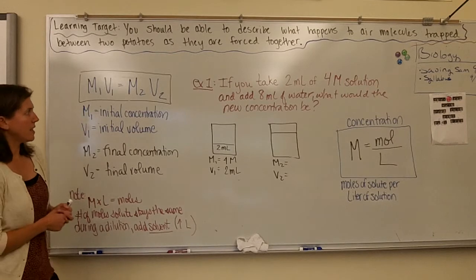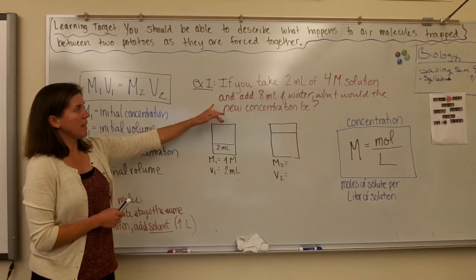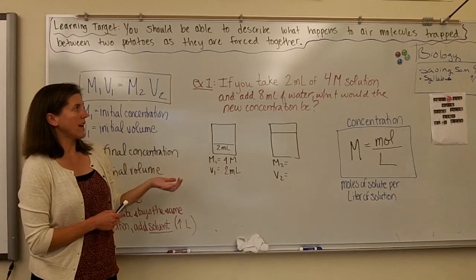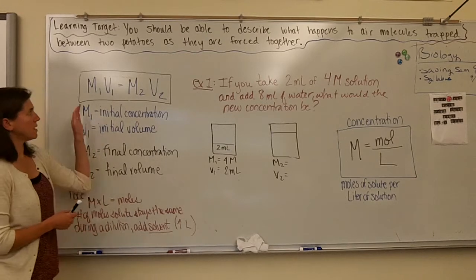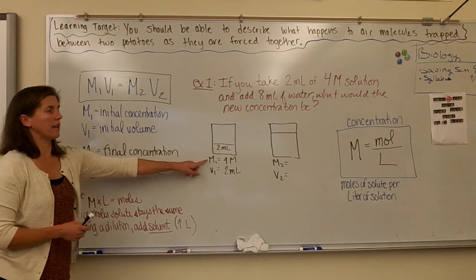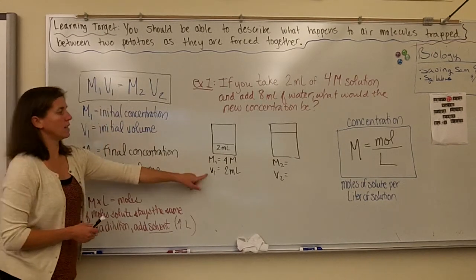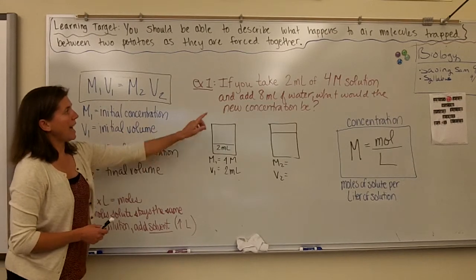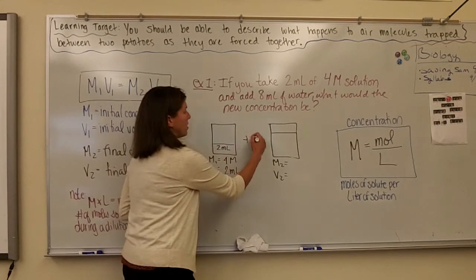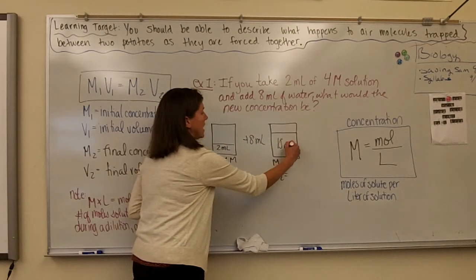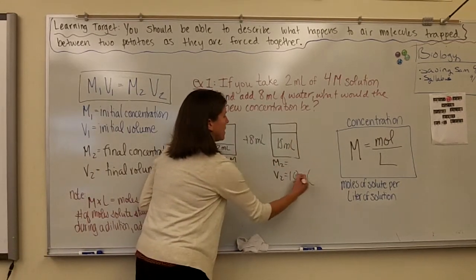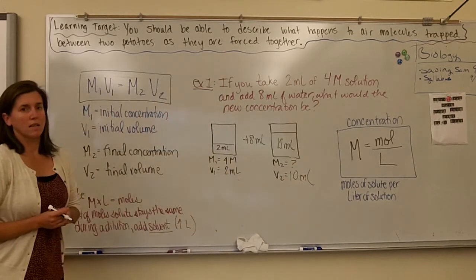So that's why this equation works. That's why it's valid. Thinking about an example, we'll do something like this in the lab. If you take 2 milliliters of a 4 molar solution and you add 8 mLs of water to that, what would the new concentration be? So I'm going to use this equation right here, and I'm going to identify what variables I know. I know my initial molarity, it's 4 molar. I know my initial volume, it's 2 milliliters. I know that I add 8 mLs of water to my initial volume, so that means my final volume is going to be 10 milliliters. 2 plus 8 is 10. So I know what V2 is. I don't know what M2 is. That's what I'm trying to solve for.